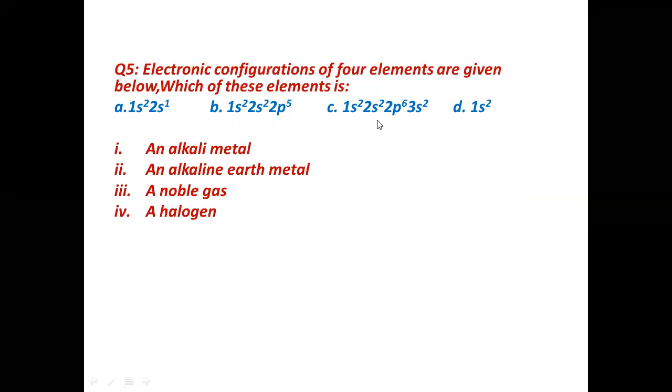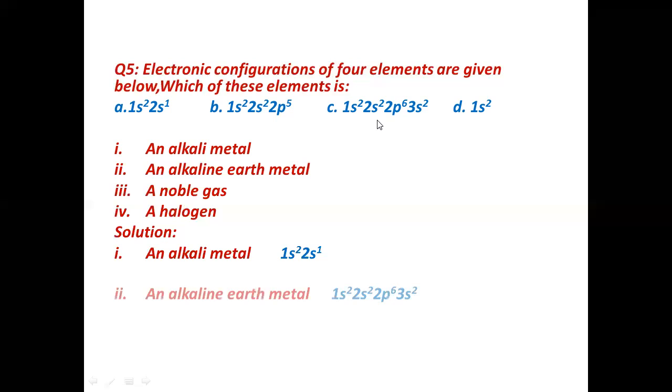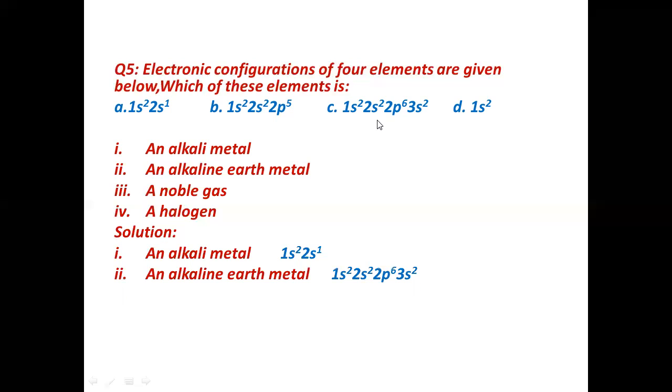Now we will write the alkali metal: 1s2, 2s1, 1 electron in the outermost shell. Alkaline earth metal has 2 electrons in the outermost shell. Among noble gases, helium is the exceptional case. It has 2 electrons, but the outermost shell is completely filled. And 5 plus 2, 7, is for the halogen.